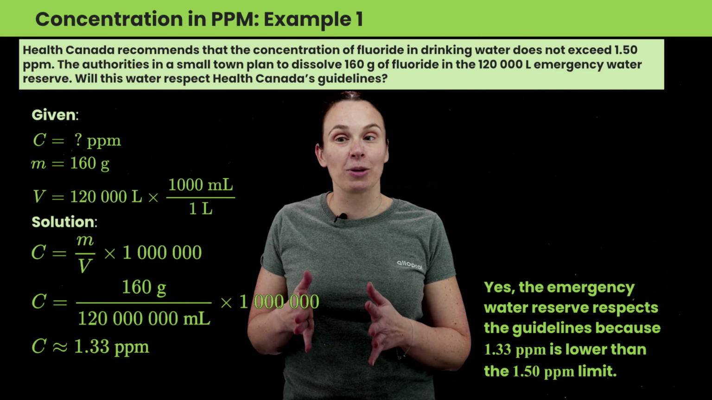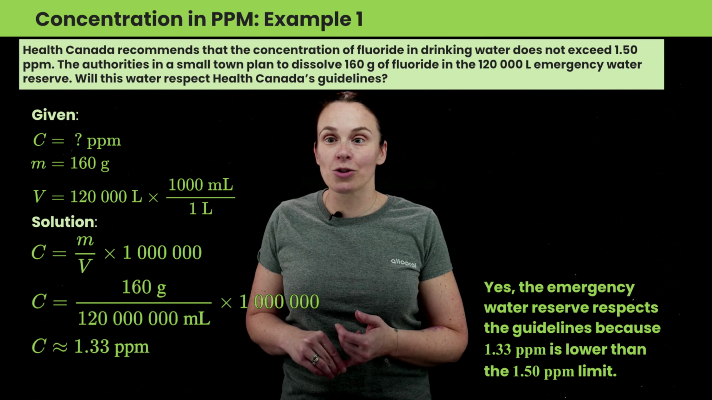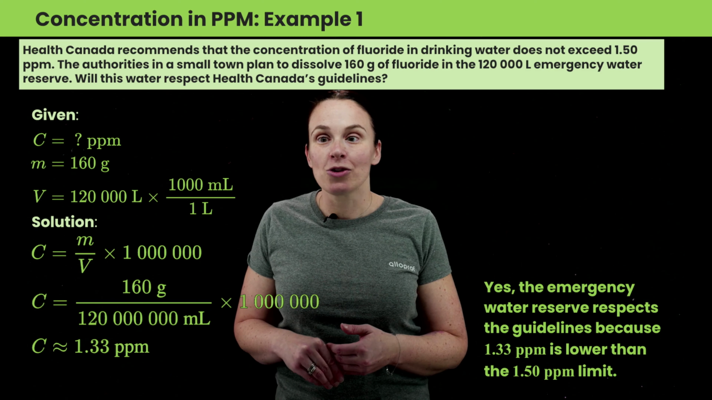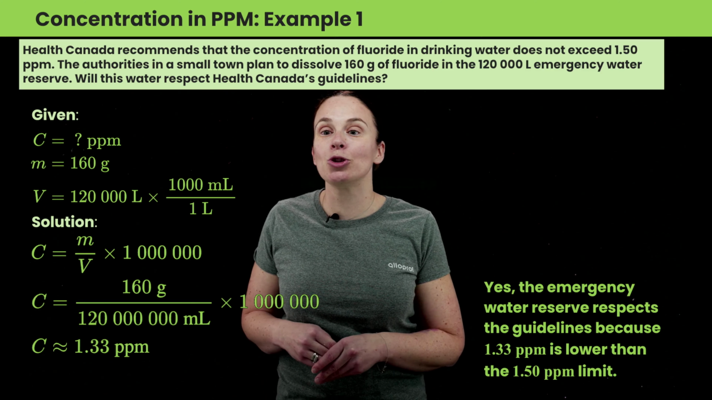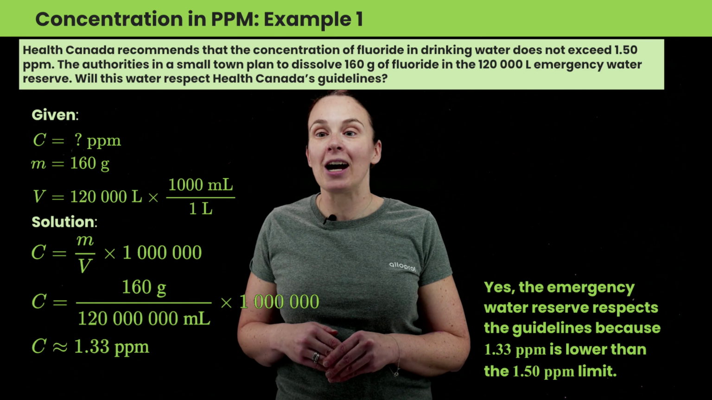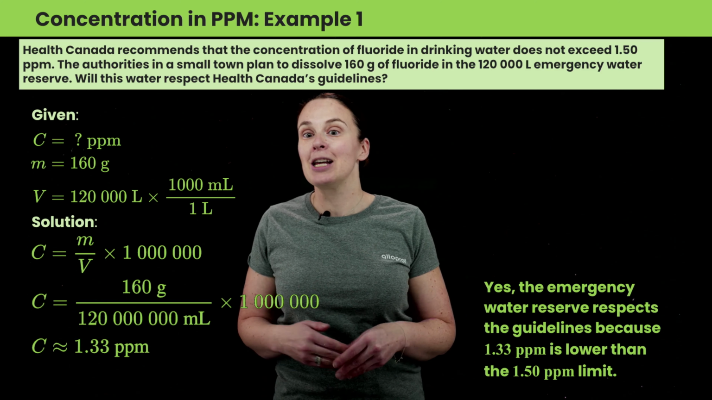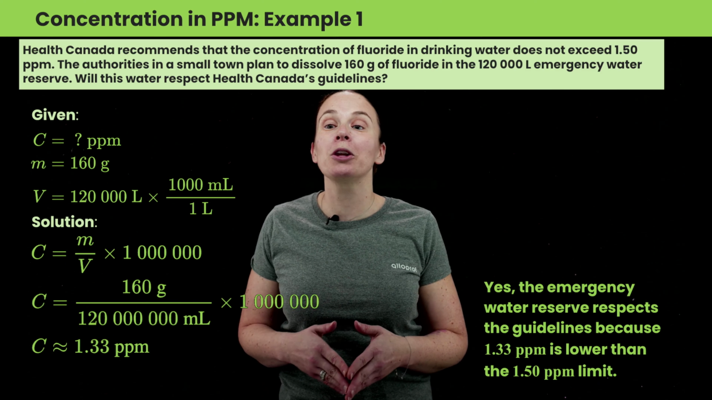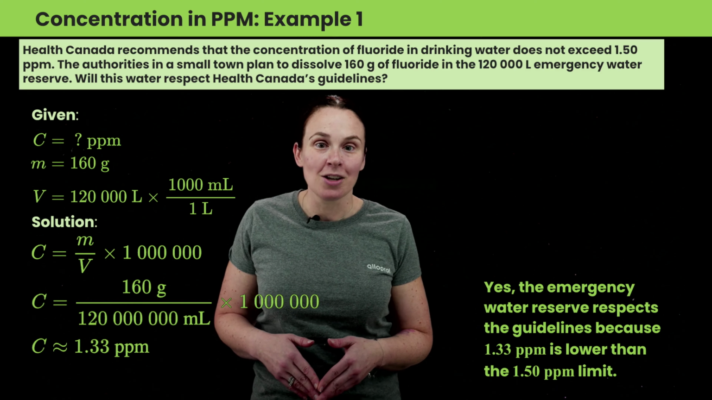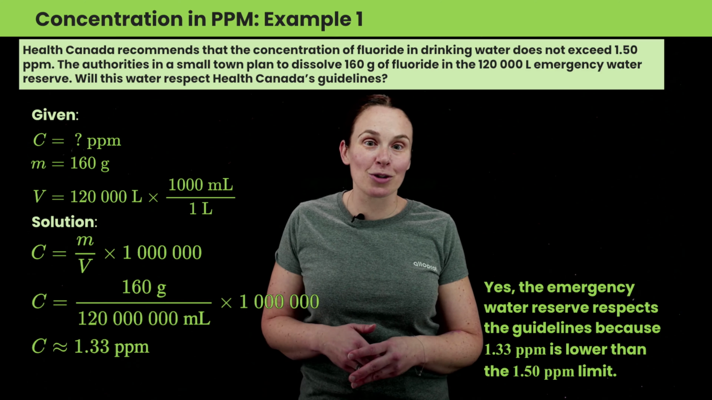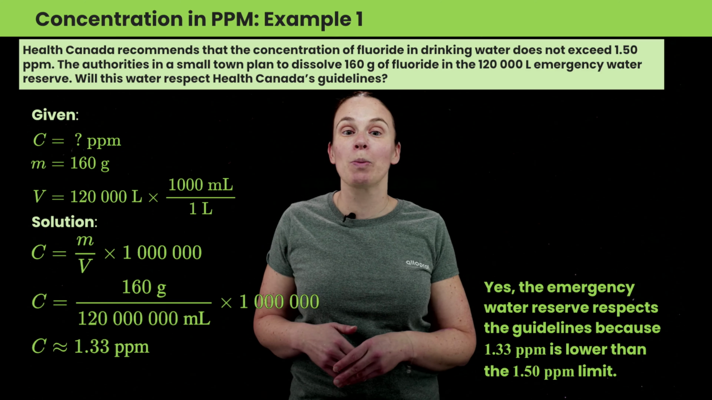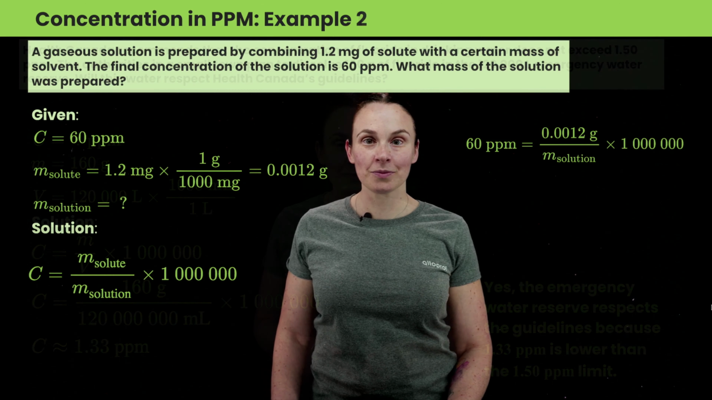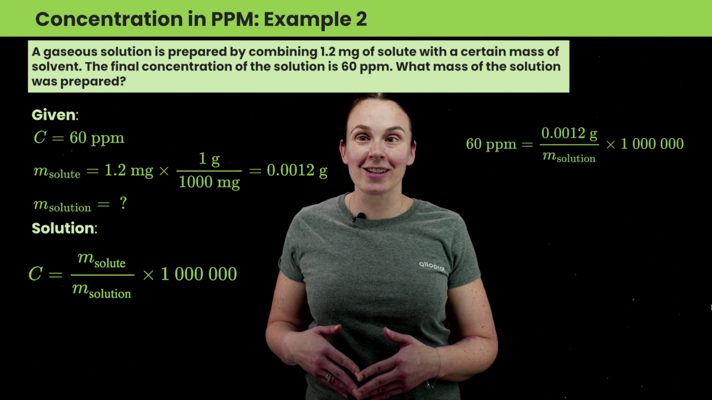So we're going to use our formula. We're going to use concentration is equal to mass divided by volume times a million. So we get concentration is equal to 160 grams divided by 120 million milliliters times a million. And we get an answer of 1.33 parts per million. So yes, the emergency water reserve respects the guidelines because 1.33 parts per million is lower than 1.5 parts per million. So let's dive into a second example.